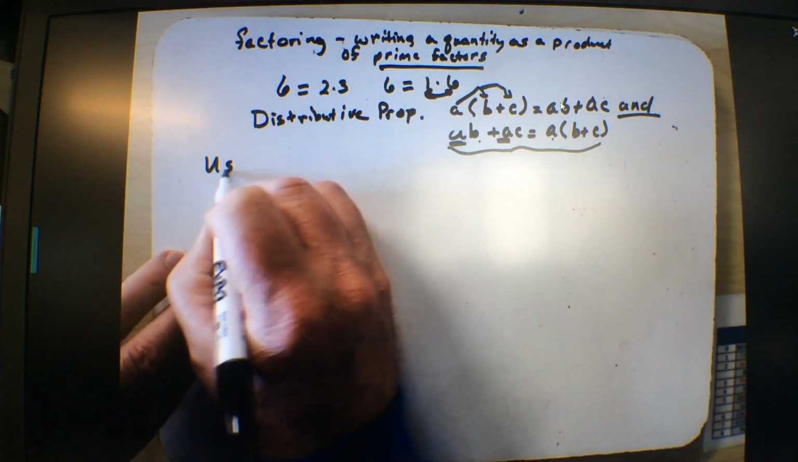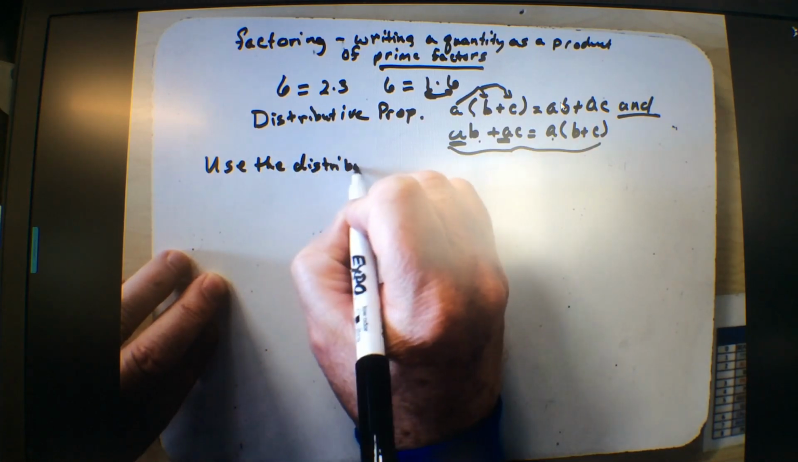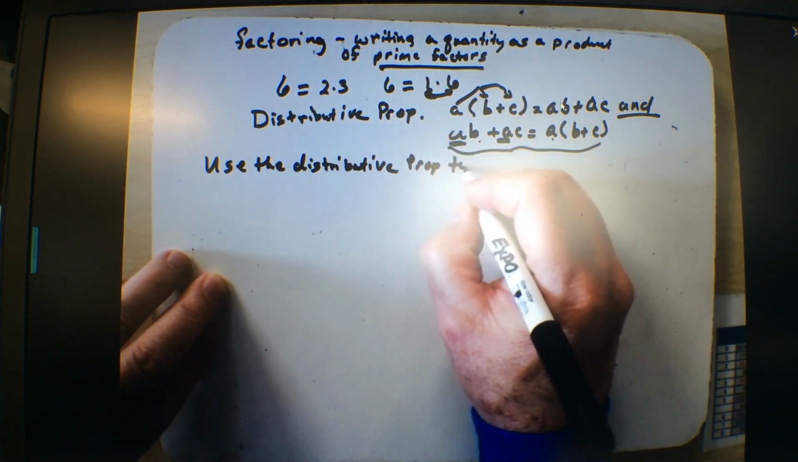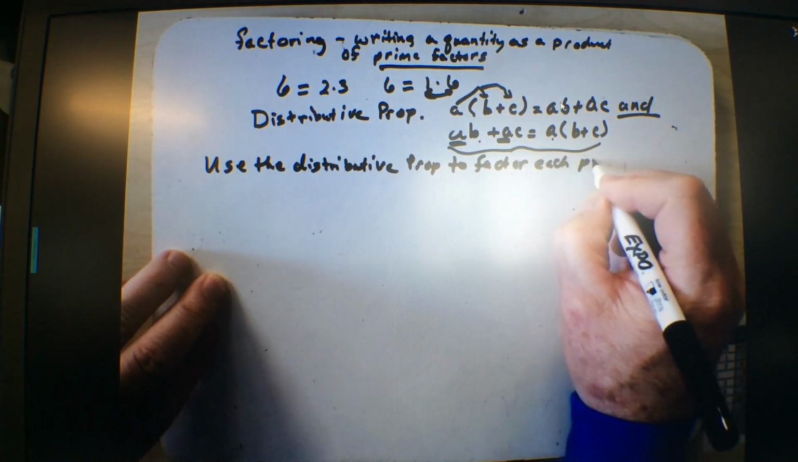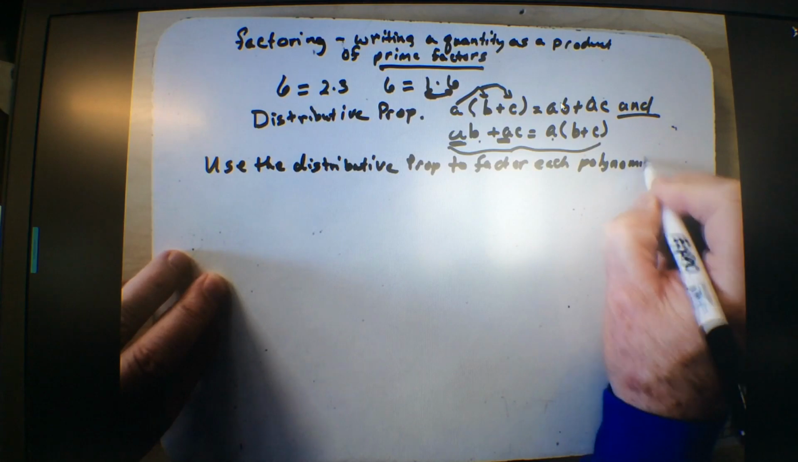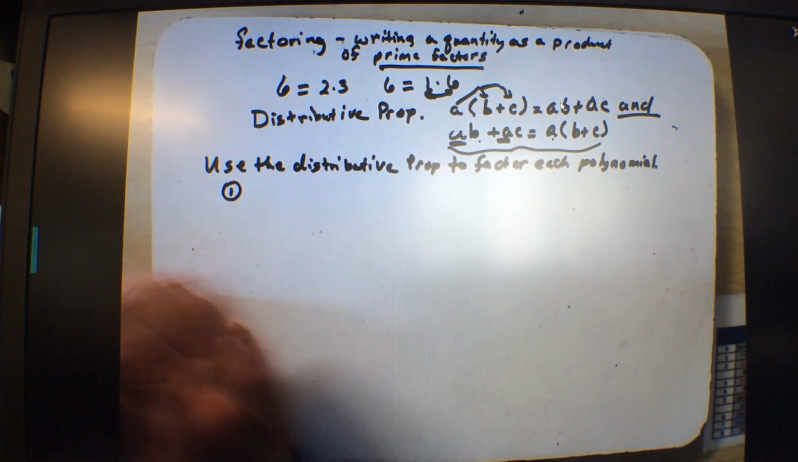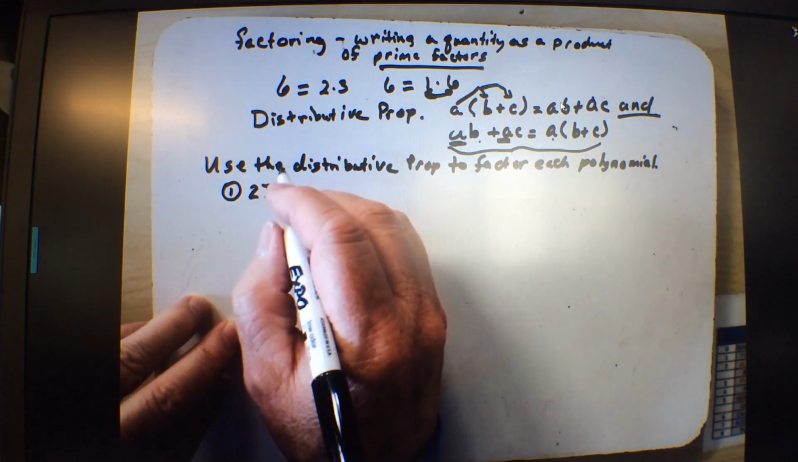If the directions would say, use the distributive property to factor each polynomial. Okay? So we're going to use the distributive property, only we're going to use it weirdly. You're not going to be used to this. We're going to use it kind of in reverse. So number 1, we would have 27y squared plus 18y.